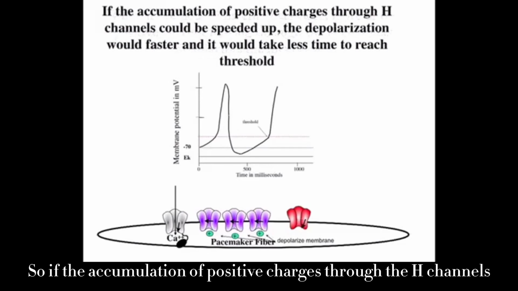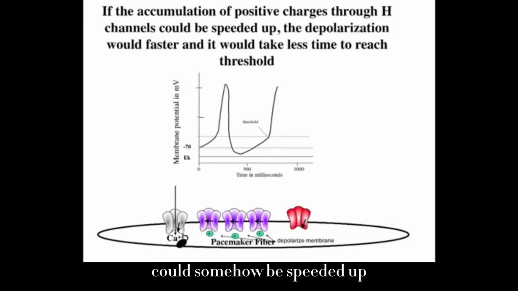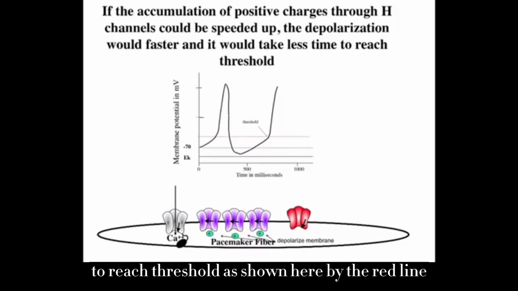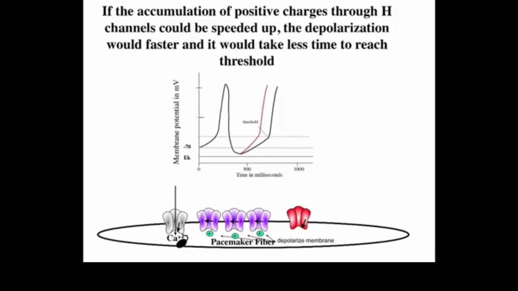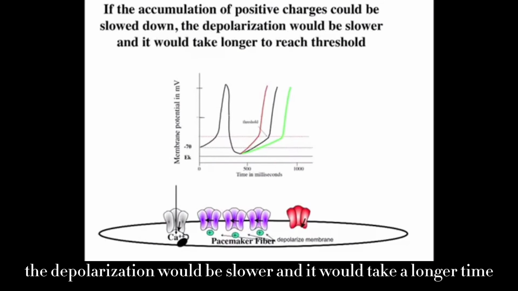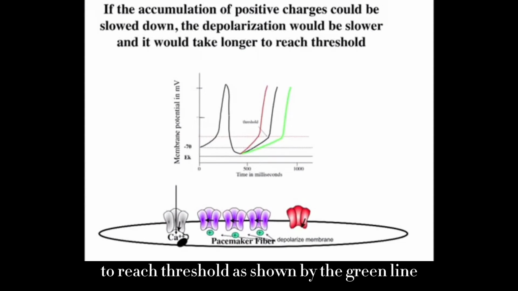So, if the accumulation of positive charges through the H channels could somehow be speeded up, the depolarization would be faster and it would take less time to reach threshold, as shown here by the red line. But if the accumulation of positive charges could somehow be slowed down, the depolarization would be slower and it would take a longer time to reach threshold, as shown by the green line.